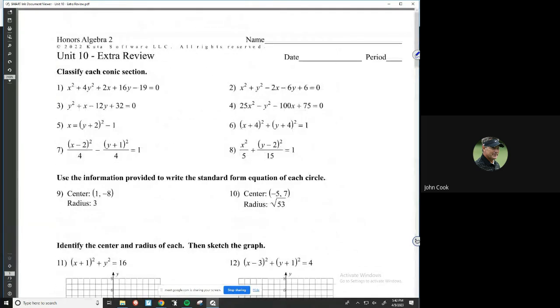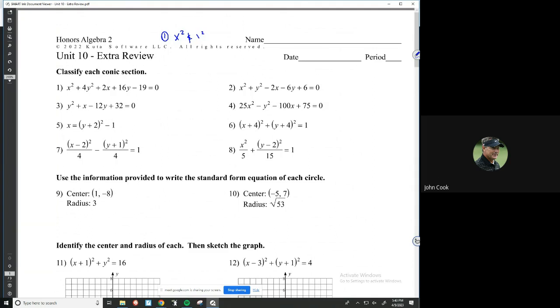All right, so classify each conic section. So ask your 3 questions. The first question is, do you have both an x squared and a y squared? Let's do these all at once, okay? Question number 1 is, do you have an x squared and a y squared? If you say no to that, that means you have a parabola, okay?